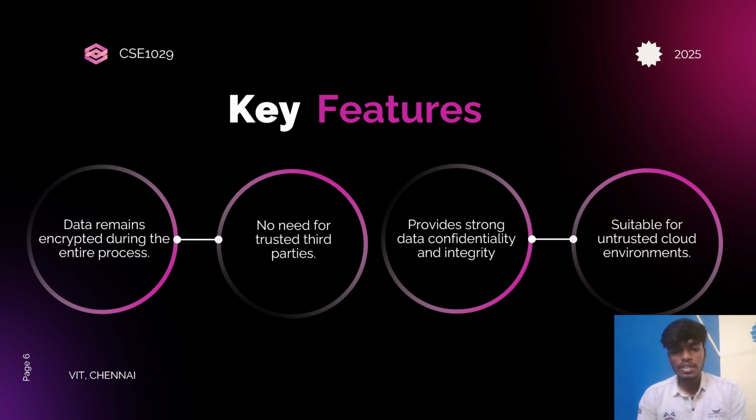Provide strong data confidentiality and integrity. Since it is an end-to-end confidentiality process, whatever you are encrypting and sending to any user or your friend will be encrypted throughout the transmission process and the original data cannot be exposed. Suitable for untrusted cloud environments. So whatever environment you use, whatever the situation may be, and whoever the unauthorized access may be, you cannot decrypt the message unless you know the protocol.